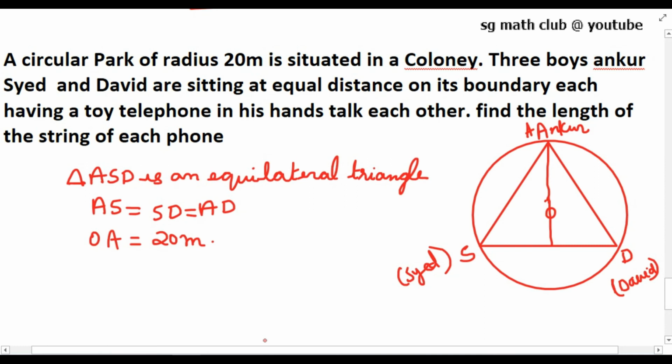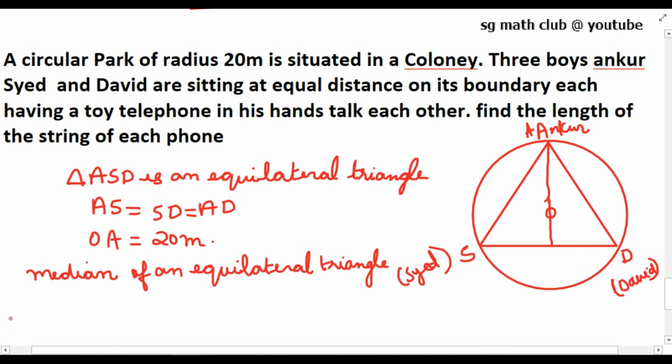Now we have to use two properties here. First, this is an equilateral triangle, and the median of an equilateral triangle passes through the circumcenter of the circle. That is the first property we are going to use. So what do we mean by median? Median means the line segment joining the vertex to the midpoint of the opposite side.